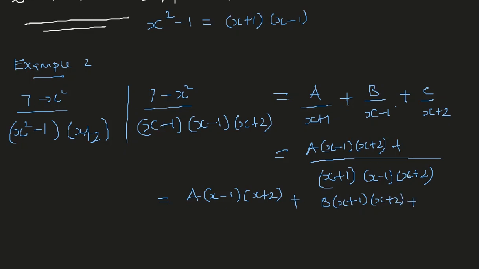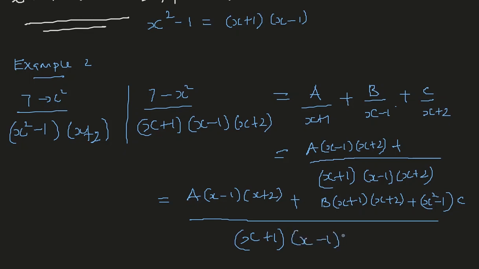When we divide this by this, we end up with the product of these, and this will be x squared minus 1, into c, over our denominator, which is x plus 1 into x minus 1 into x plus 2.